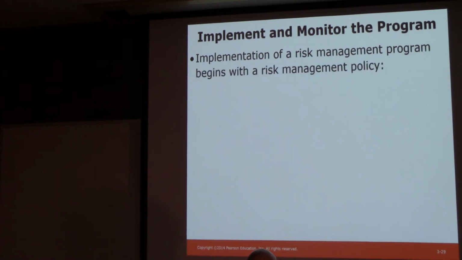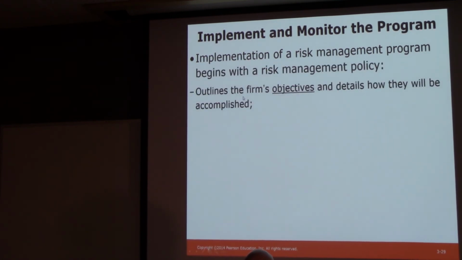To implement a risk management program, you have to have a risk management policy, and that policy outlines the objectives for the risk management program and details how these objectives will be accomplished. You have to educate top-level executives. There has to be buy-in from all of the management team to this risk management program. If managers rebel against the program, it is going to be very difficult for you to implement it.